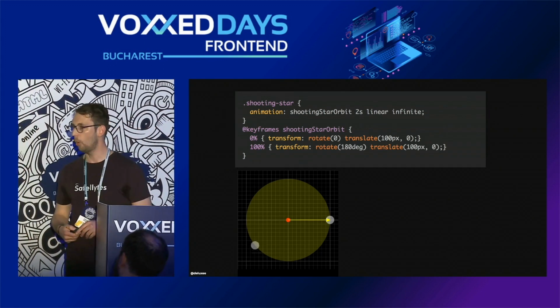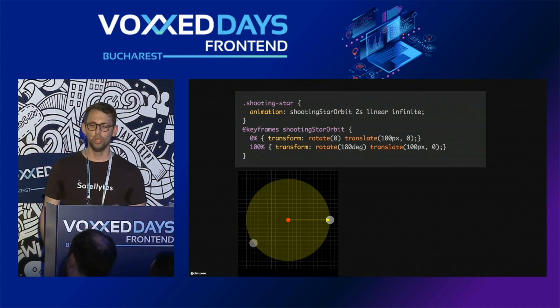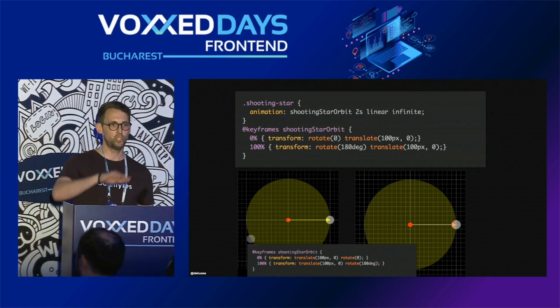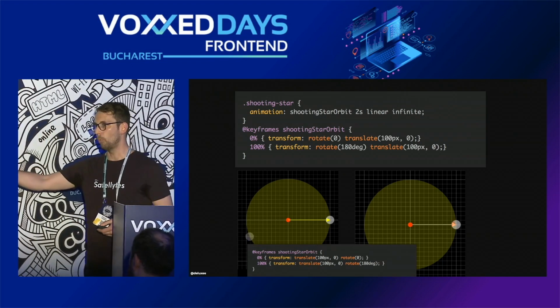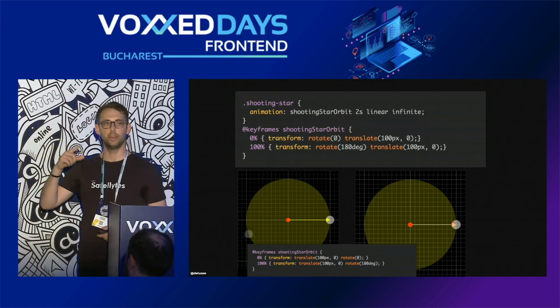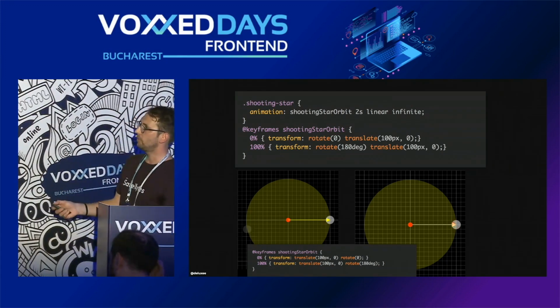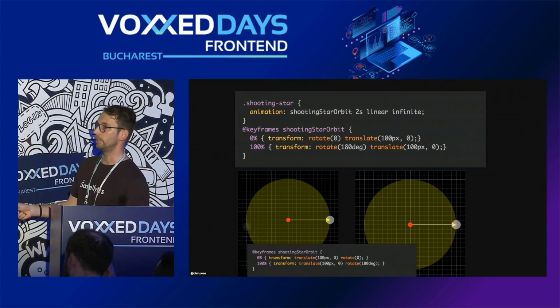But order matters. So don't translate and then rotate. Otherwise, you would shift the circle by 100 pixels on the x-axis and then rotate around yourself again. So maybe some of you didn't know that, but the order here in the transform matters. So this is the correct one.